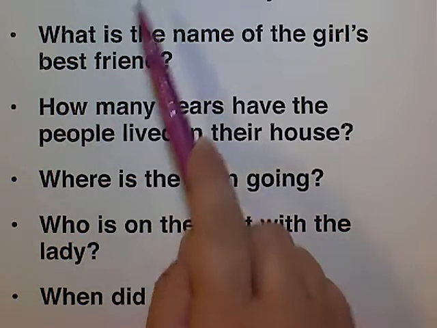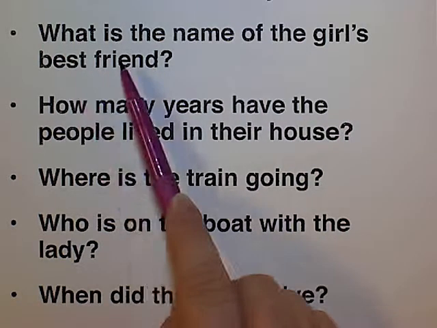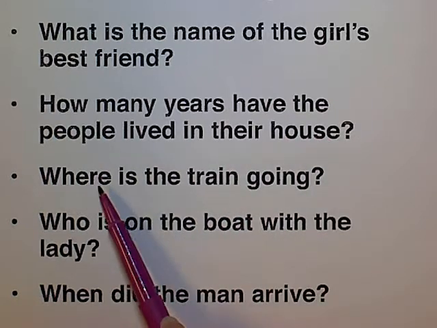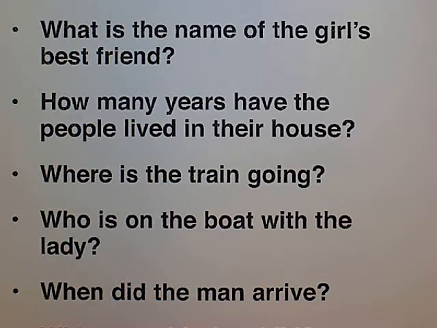So we have, what color is the boy's hair? What is the name of the girl's best friend? How many years have the people lived in their house? Where is the train going? Who is on the boat with the lady? When did the man arrive? Which dog bit the child? Those questions would probably be something that the author would give you in the passage.